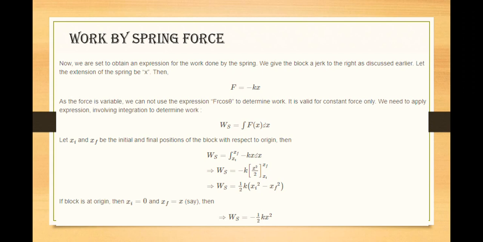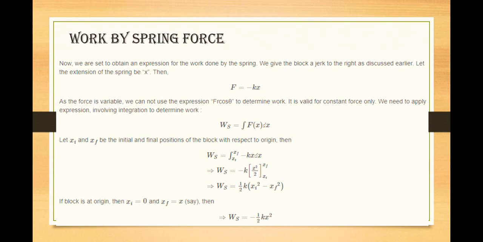Work by spring force. This is the main topic. Now we are set to obtain an expression for the work done by the spring. We give the block a jerk to the right as discussed earlier. Let the extension of the spring be x. Then F equal to minus kx. As the force is variable, we cannot use the expression F cos theta times displacement to determine work. It is valid for constant force only. We need to apply an expression involving integration to determine work.